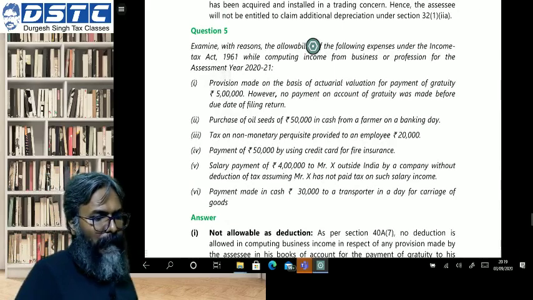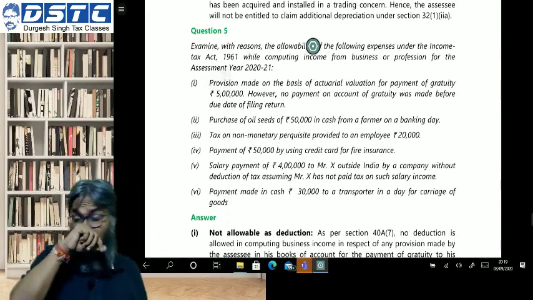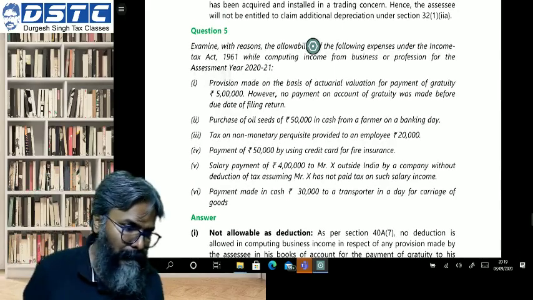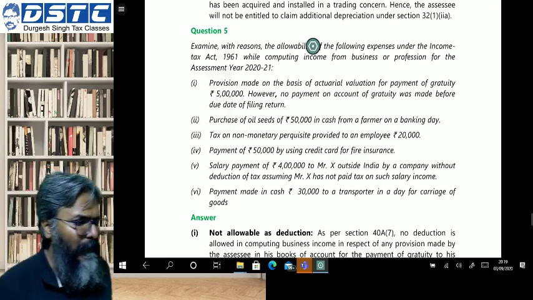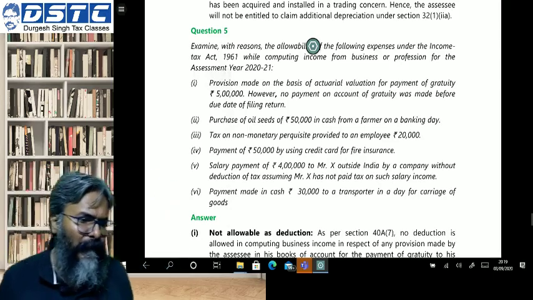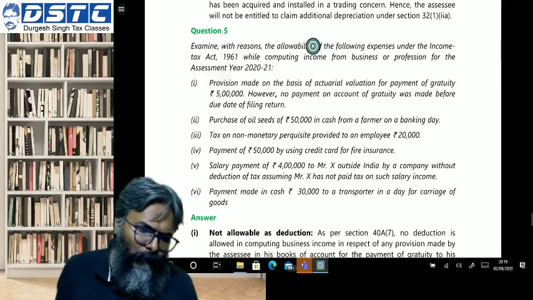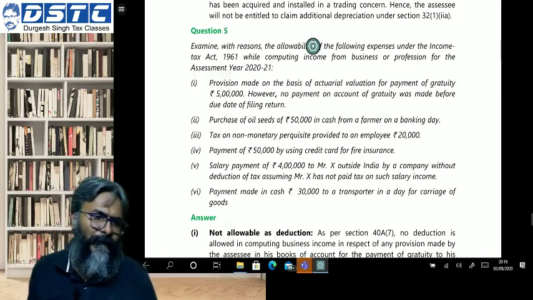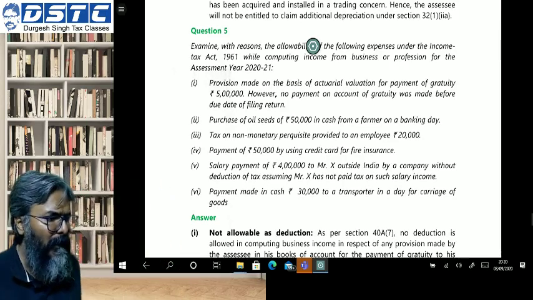Yes, students, coming to question number 5 now. Let's come to question 5. Examine with reasons the allowability of the following expenses under the Income Tax Act while computing income from business or profession for the assessment year 2021.